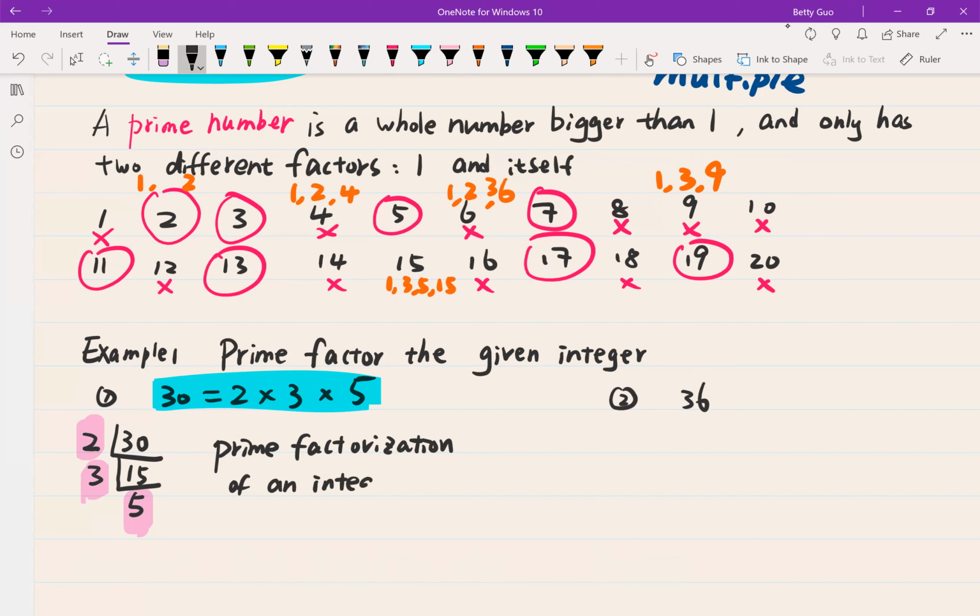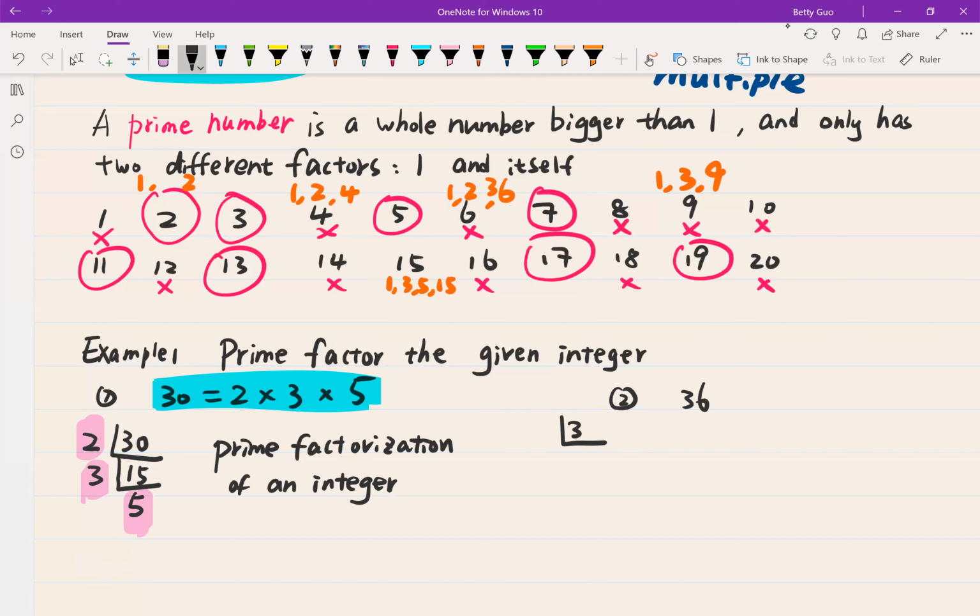Of 30. Here the integer is 30. In the product, we have 3 factors for 30: 2, 3, and 5. And all of them are prime numbers. So this factorization is a prime factorization of the integer. Let's see number 2. We are going to use the same technique to prime factor number 36.